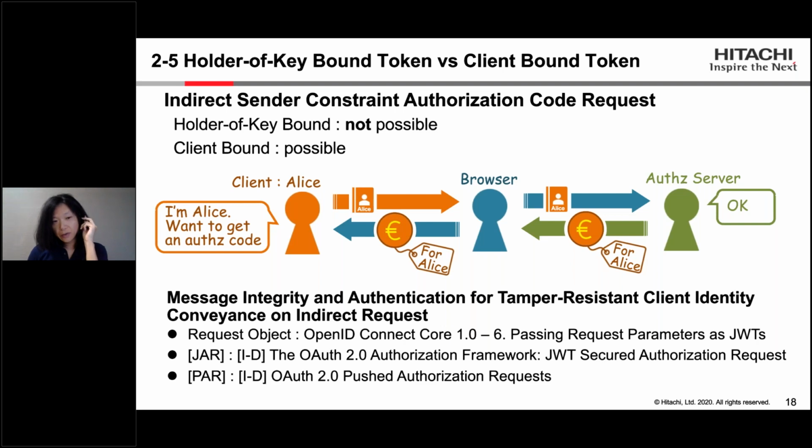To accomplish this point, I found the following three standards: request object, defined by OpenID Connect Core, and JAR, JWT-secured authorization request, and finally OAuth 2.0 pushed authorization requests.